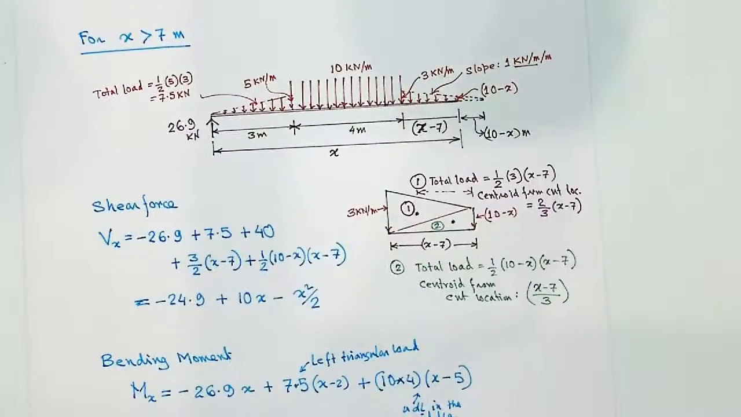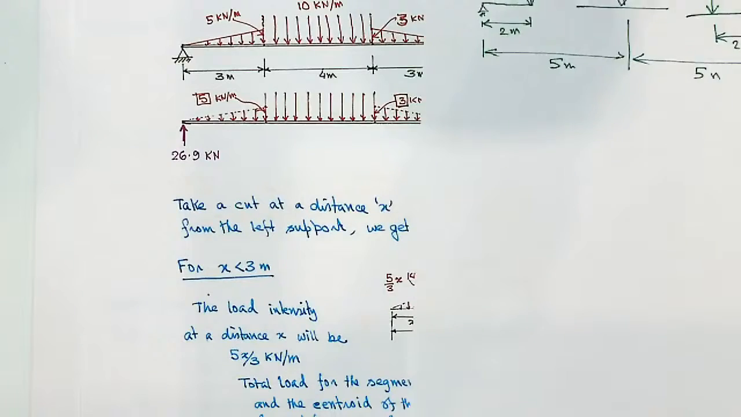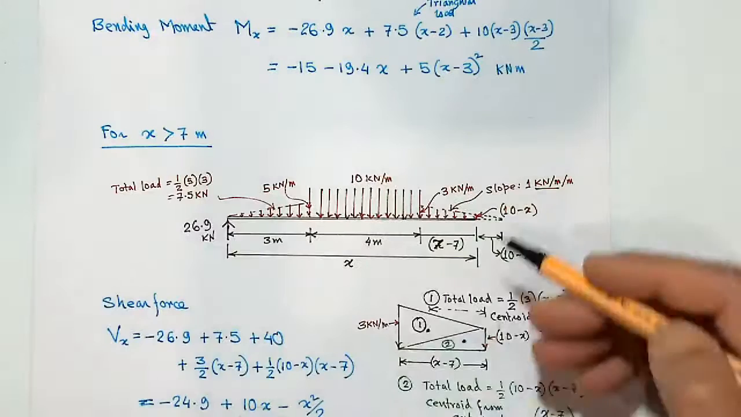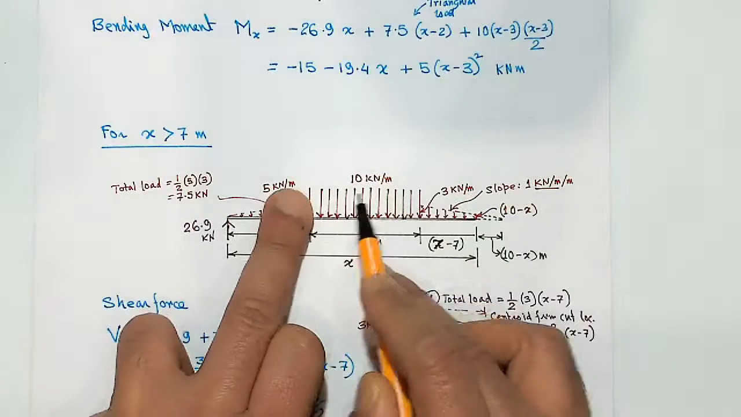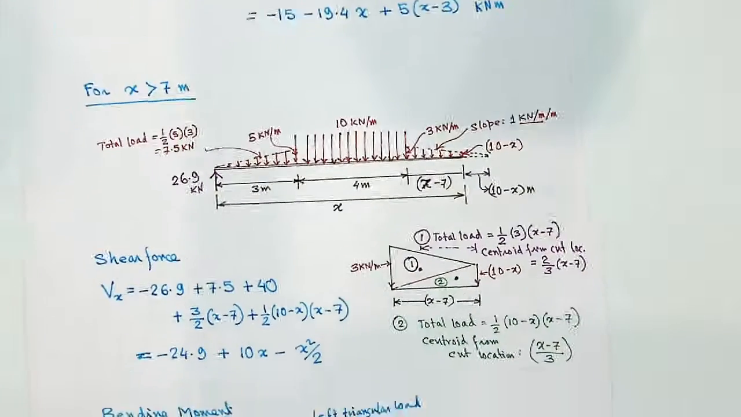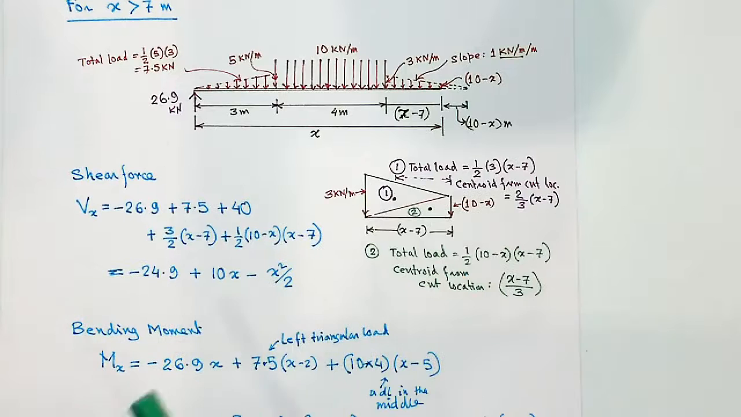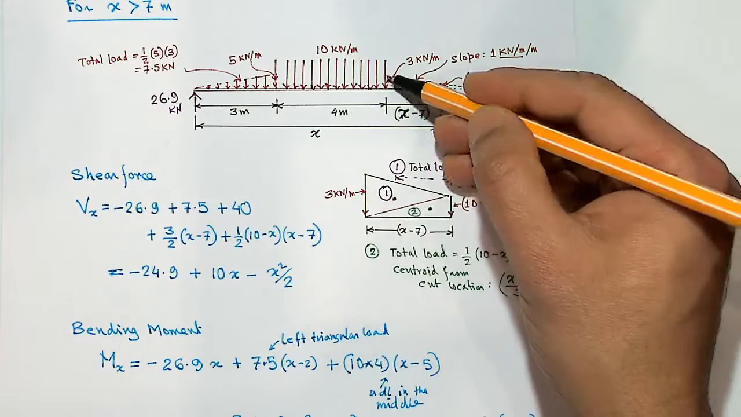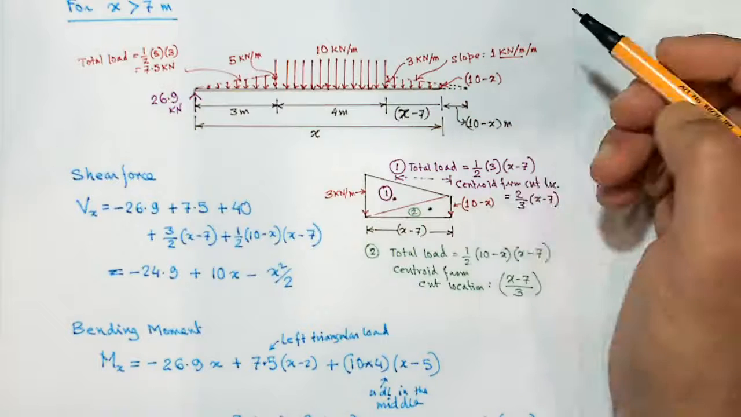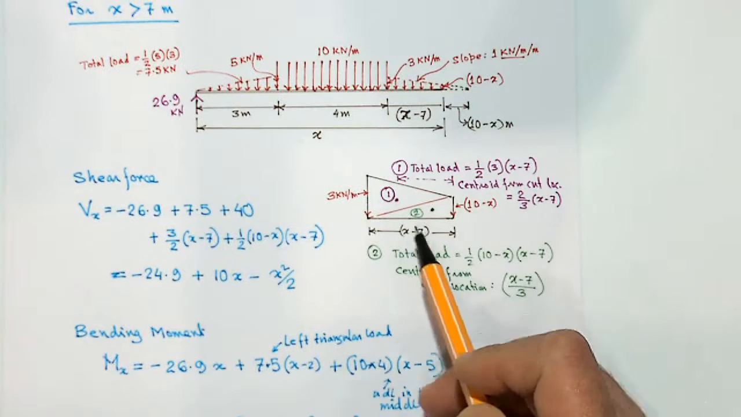Finally, if you take a section at this point, then your load train would be something like this. You have got a full triangle plus UDL plus a bit of trapezoidal load. The bit of trapezoidal load, I've drawn slightly separately. So at this point it is 3 kilonewton per meter. At this point it is 10 minus x. So I have divided that into two triangles.